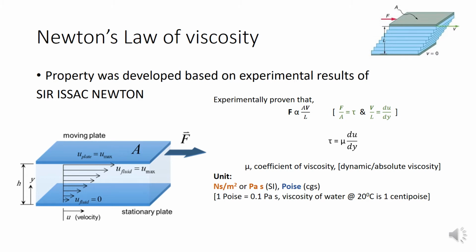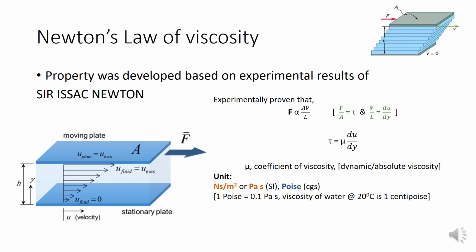So from there he found out that the force is directly proportional to the area of the plate, the velocity of the fluid, and inversely to L, the distance between the plates. Now as you already know, here the force is acting tangential to the surface A. So that's why here we can assume this one as a tangential force.